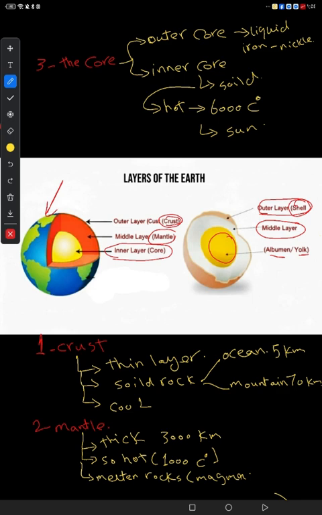The last layer is the core, and this core is divided into 2 layers. The outer core, which is made of liquid iron and nickel, and the inner core, which is the hottest part, about 6000 Celsius degrees, as hot as the sun. It is solid and hot because the pressure from the rest of the Earth is squeezing it so hard.